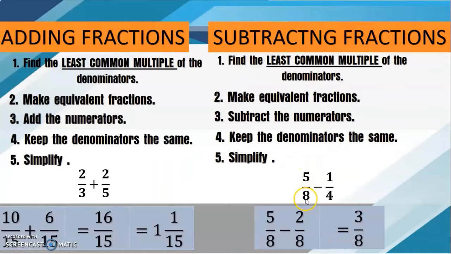For example, 5 over 8 minus 1/4. So we're going to have the least common multiple, which is 8. Let's make equivalent fractions. So we have 5 over 8 minus 2 over 8. Subtract the numerators. 5 minus 2 is 3. And keep the denominators the same. So we have 3 over 8.